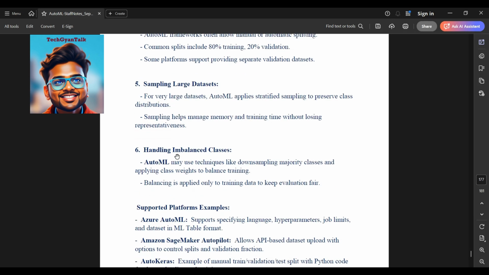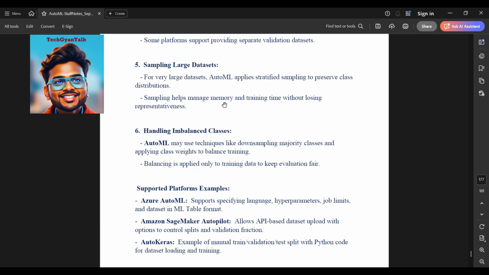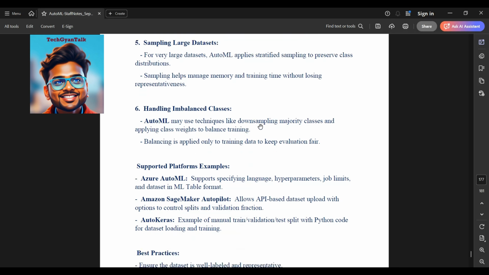And sampling large datasets. For very large datasets, AutoML applies stratified sampling to preserve class distributions. Sampling helps manage memory and training time without losing representativeness. And handling imbalanced classes: for this, AutoML may use techniques like downsampling majority classes and applying class weights to balance the training. Balancing is applied only to training data to keep evaluation fair.